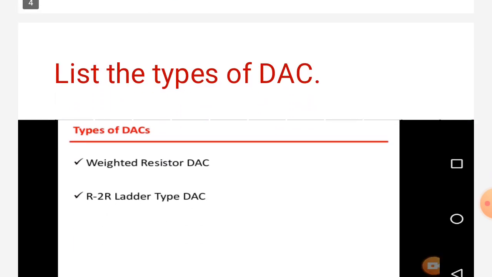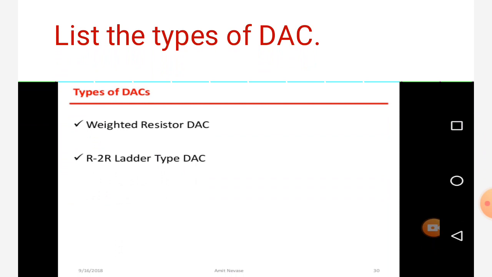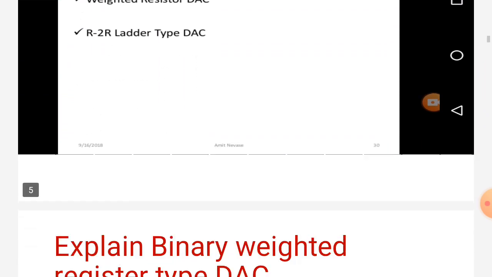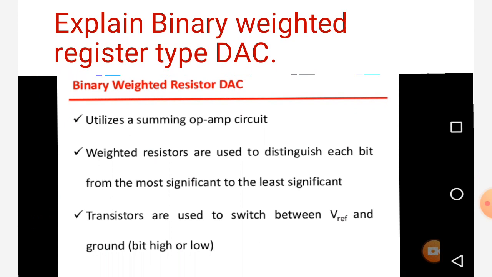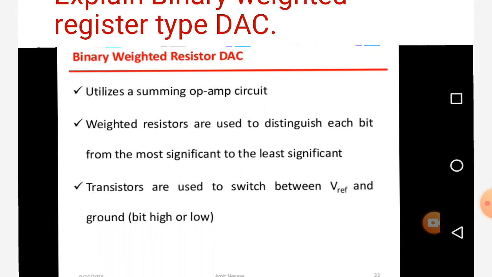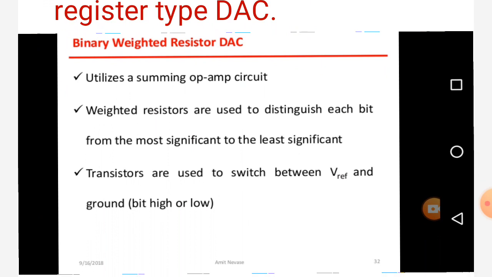Next, the types of DAC: binary weighted resistor DAC and R to 2R ladder type DAC. First, let us explain the binary weighted resistor type DAC. It utilizes a summing op-amp circuit. Weighted resistors are used to distinguish each bit from most significant to least significant. Transistors are used to switch between high and low.